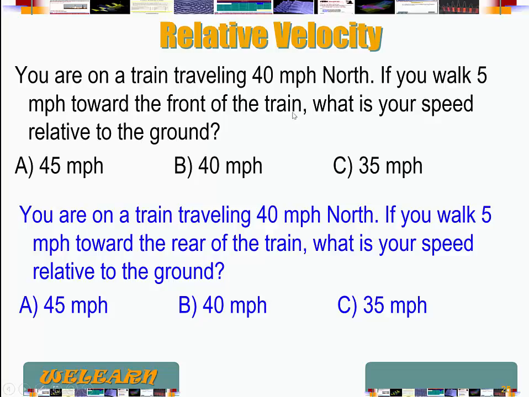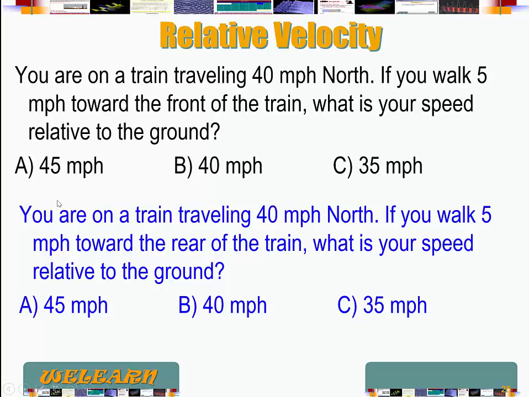So relative to the train, you are moving at 5 miles per hour north. People sitting in the train are going to see you moving at 5 miles per hour towards the north. However, because the train is moving at 40 miles per hour towards the north, your velocity relative to people outside is not going to be just 40 miles per hour or just 5 miles per hour. It's going to be the sum of both, 45 miles per hour, which is the 40 plus the 5, since both are in the same direction.